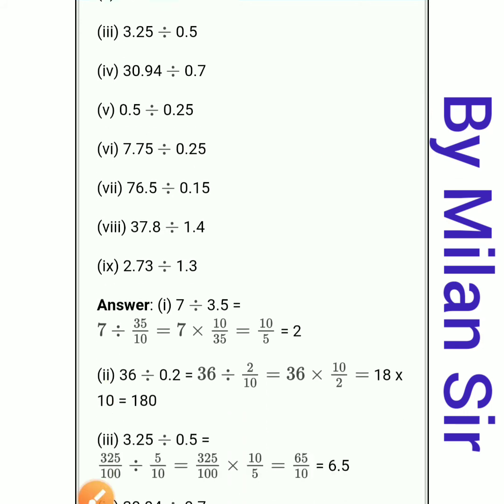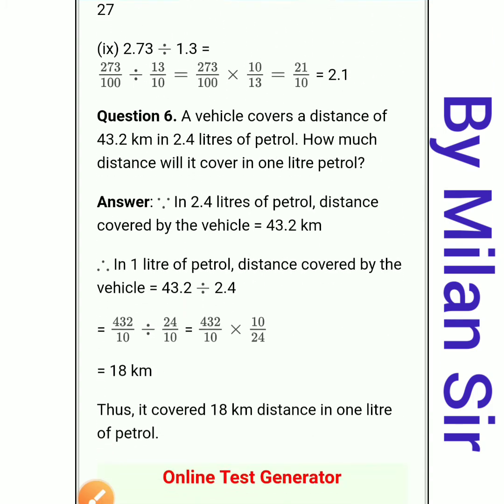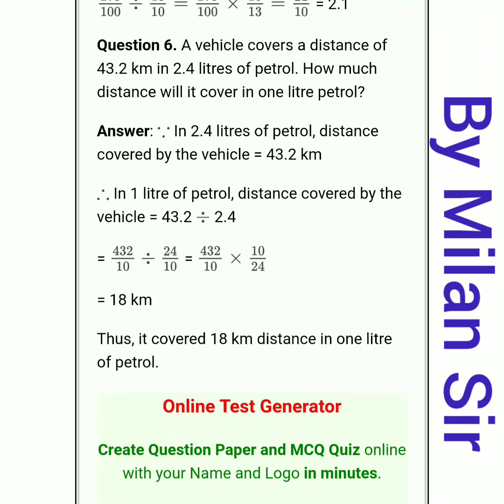Then question number 6. First of all, read this question. A vehicle covers a distance of 43.2 km in 2.4 liters of petrol. How much distance will it cover in 1 liter of petrol? Again, a vehicle covers a distance of 43.2 km in 2.4 liters of petrol. How much distance will it cover in 1 liter of petrol?